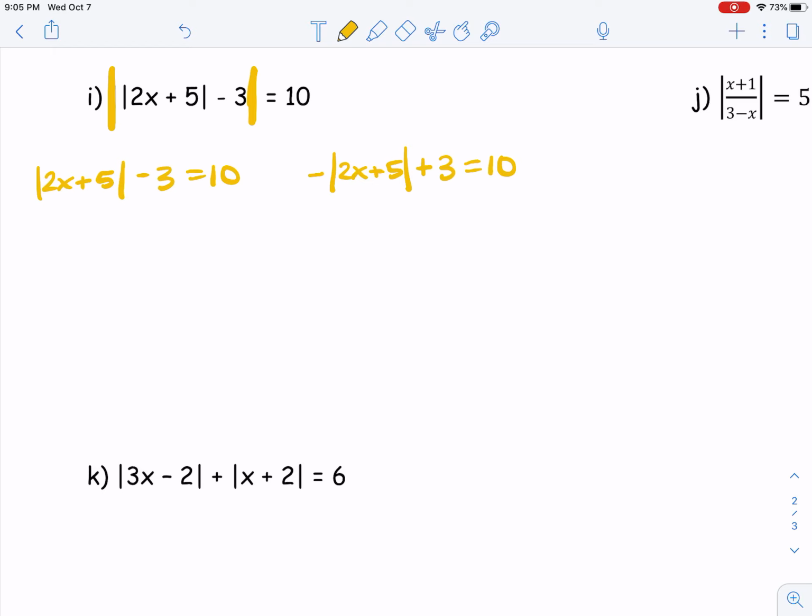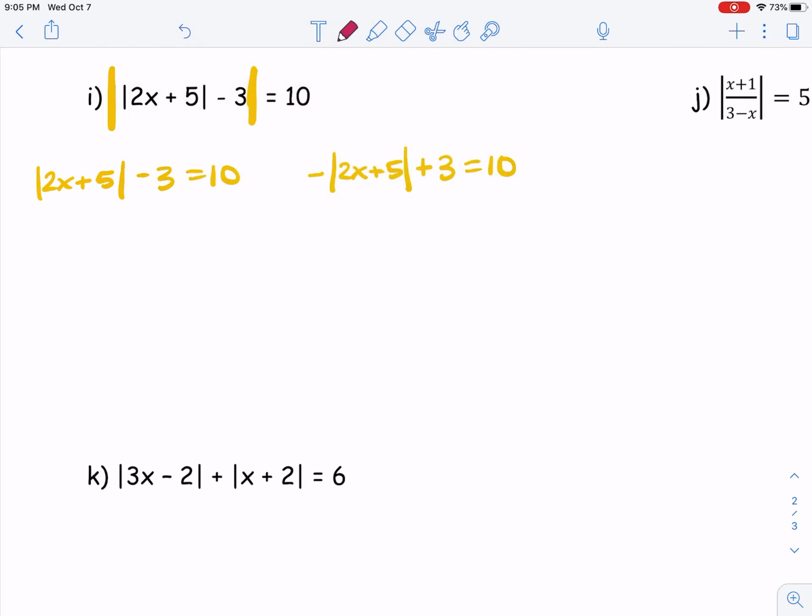Nothing has changed of what we've been doing. Imagine you're replacing this with an x. x minus 3 equals 10. Negative x plus 3 equals 10. Or replace it with an a or a b or whatever other variable you want to think about. I didn't do anything different. So now that I have these two equations, I can solve them as absolute value equations.